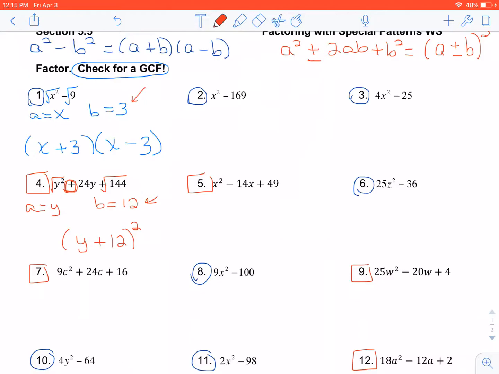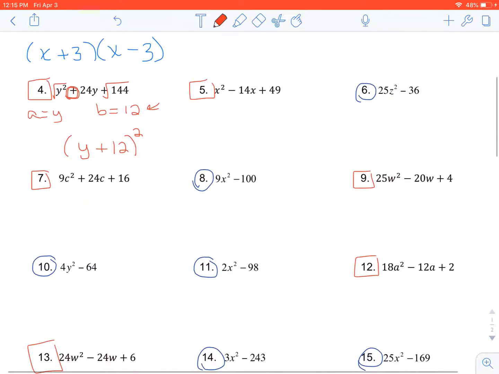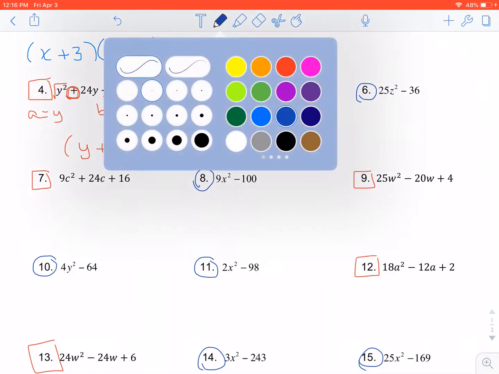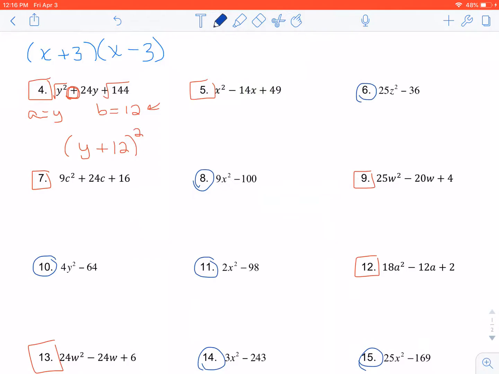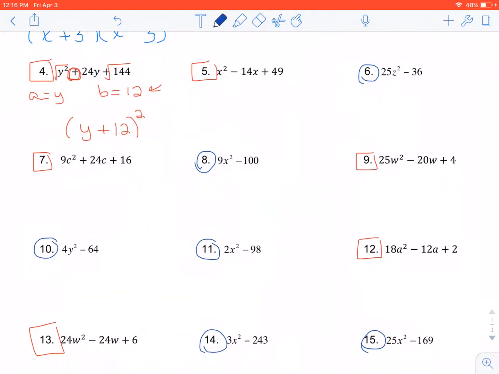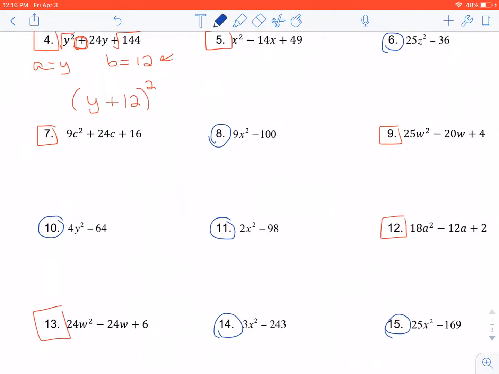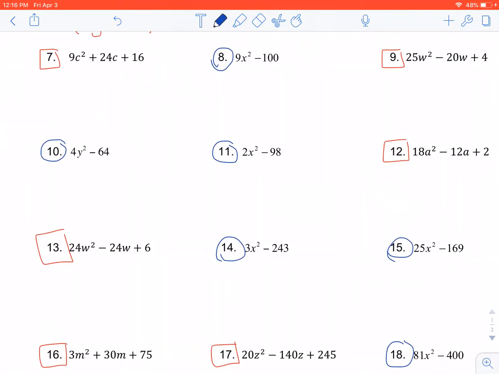All right, so going to number 8. Two terms means it's that two-term pattern. Number 10, two terms. It's the two-term pattern. Same thing with 11. So let's look at number 10. I think this one has a GCF. We can't forget about that GCF question. Is there a GCF? Well, 4 and 64 are both divisible by 4. So the answer is yes, there is a GCF. We need to take out that GCF first if it has one. So 4 divided by 4 is just 1, y squared. 64 divided by 4 is 16.